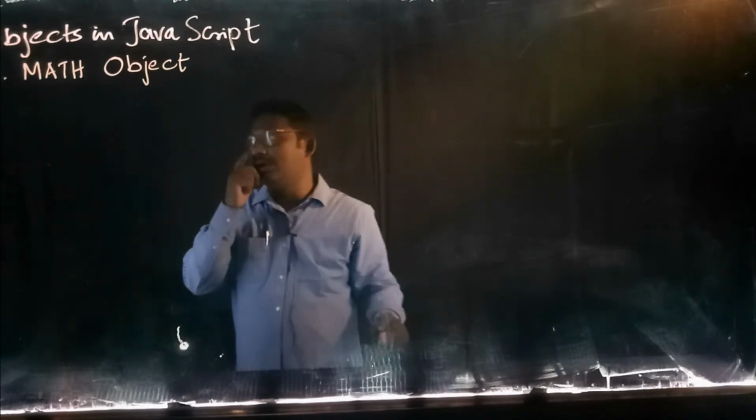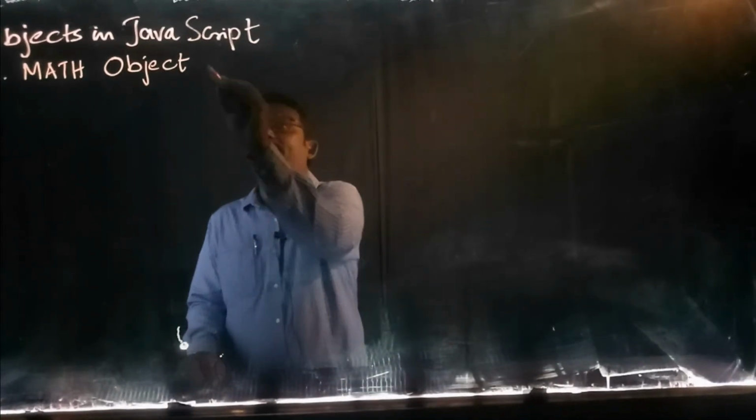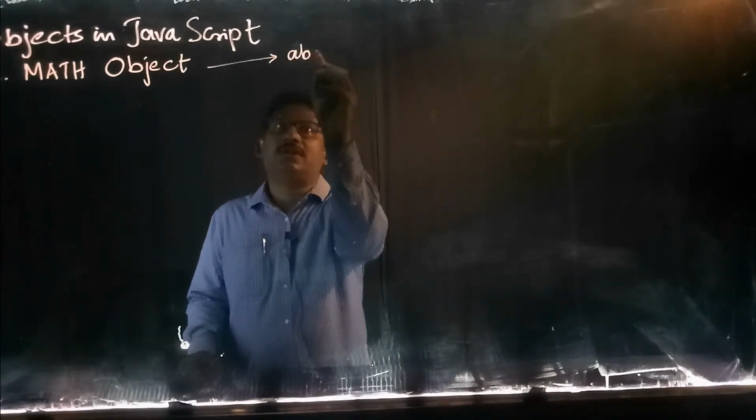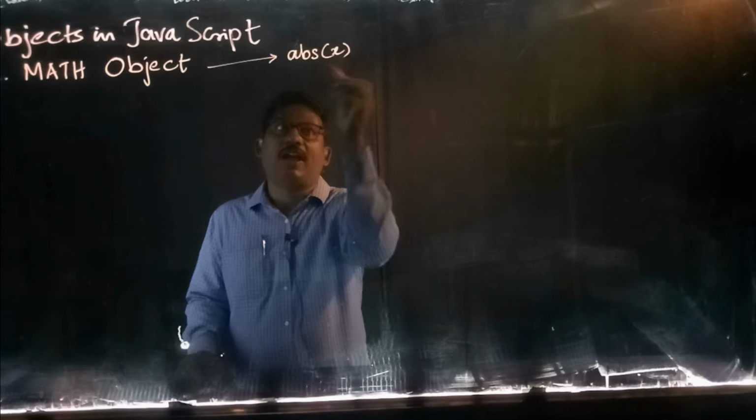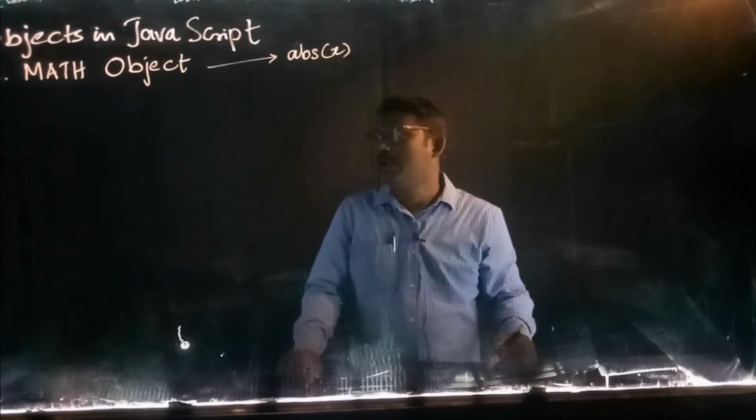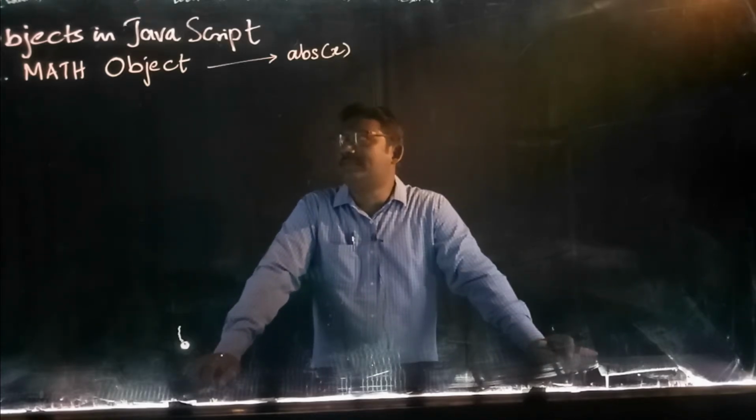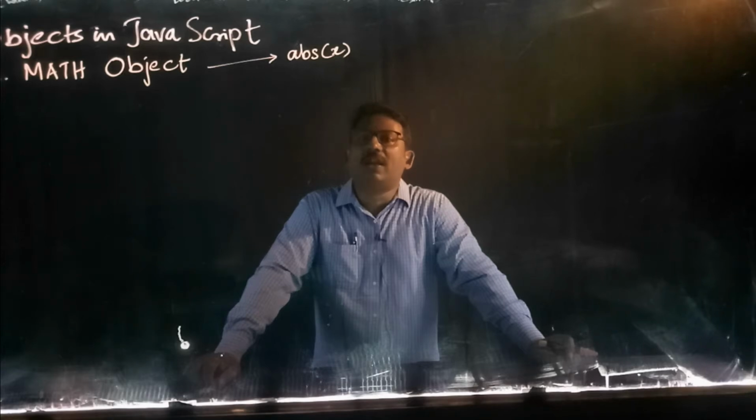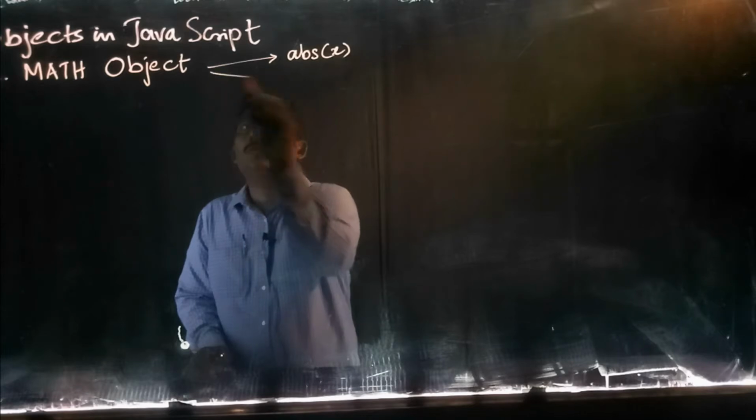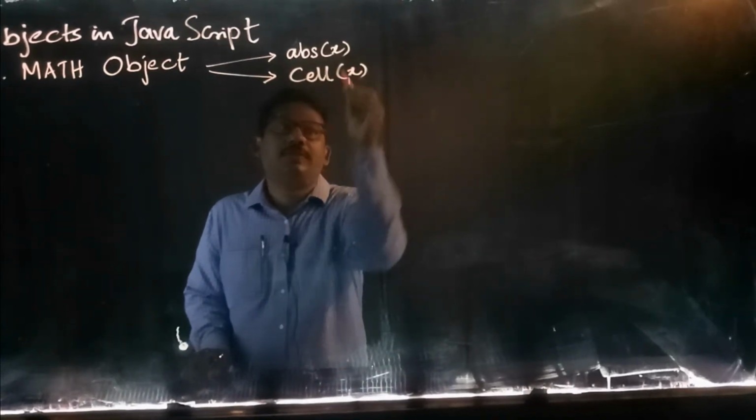What does the math object consist of? The math object consists of ABS, a function ABS of x. That means absolute value of x. It gives the actual absolute value of x. Then comes ceil, C-E-I-L, ceil of x.